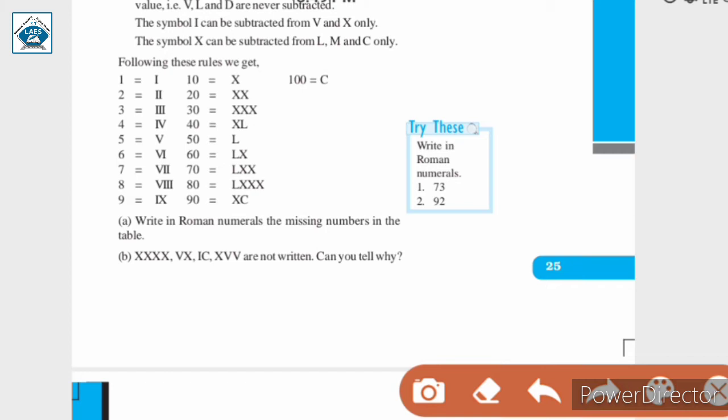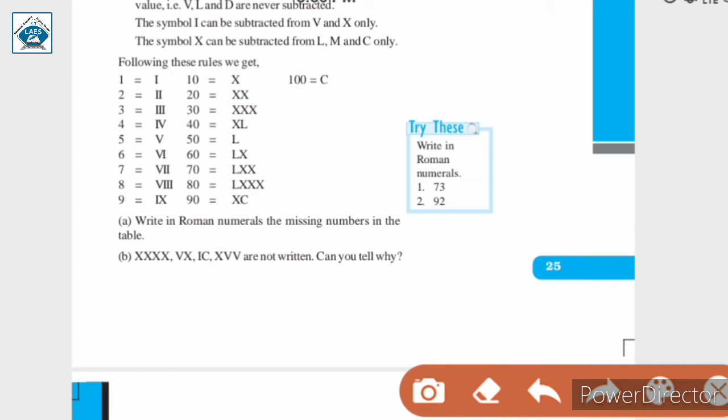We are given Roman numerals from 1 to 10, and using them we can find other Roman numerals. For example, we are given 20. 20 is X. 2 times X is 20. So if you have to write 21, how will you write? 21 is nothing but 20 plus 1. So here 20 is X, and 1 is I. So this is how you can write 21.